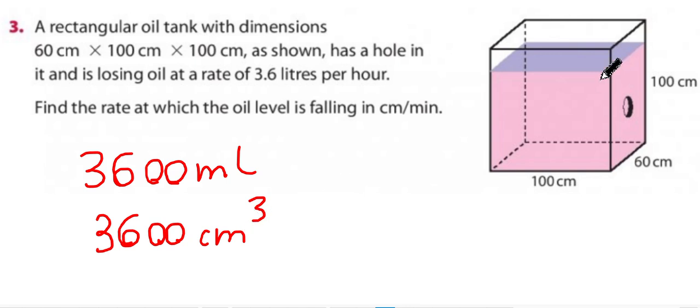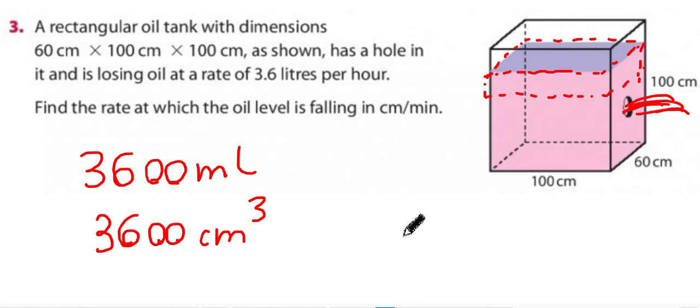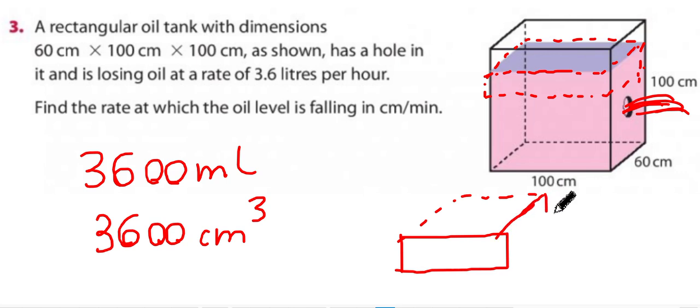Now, would everybody agree that when the oil leaves, it's in the shape of a box, isn't it? Do you see this red dotted oil I have here? For me, that's what leaves in an hour. All that comes spewing out the sides. Agreed? So in 1 hour, I lose this much oil. Is that okay? And it's in the shape of a small box.